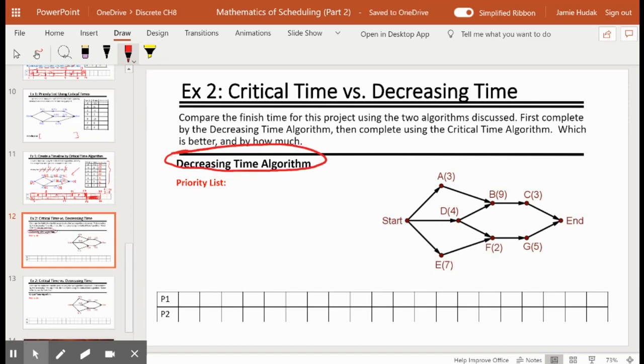So based on the decreasing time algorithm, we have task B, which is 9 units. That's the longest. Then E, which is 7. I'm going to fix my 9, make sure it's legible there. After E, we have G, which is 5 units. Then D, 4 units. A, 3 units. C is 3 units. And F is 2 units.